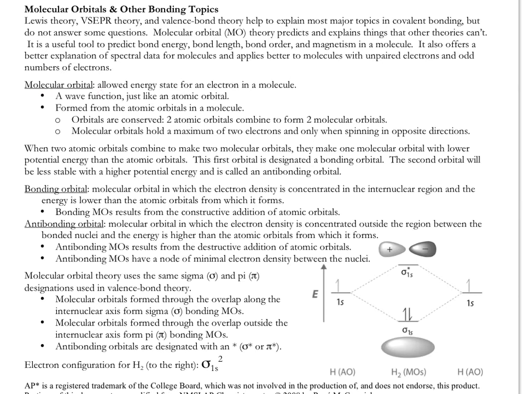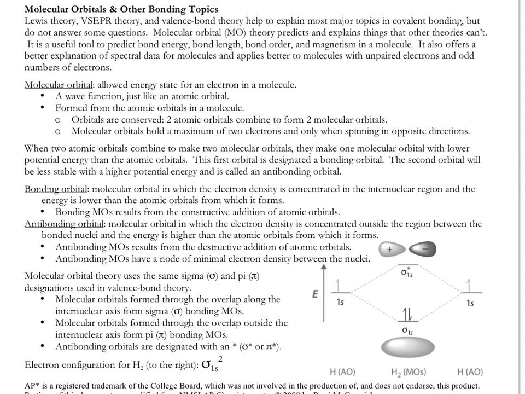So a molecular orbital is an allowed energy state for an electron in a molecule, very similar to an atomic orbital. It's a wave function, a mathematical equation, and it's telling us the most probable location. It takes our atomic orbitals and turns them into something new. So just like with hybrid orbitals, we can take two orbitals and make two other orbitals. If we have two atomic orbitals, we will make two molecular orbitals.